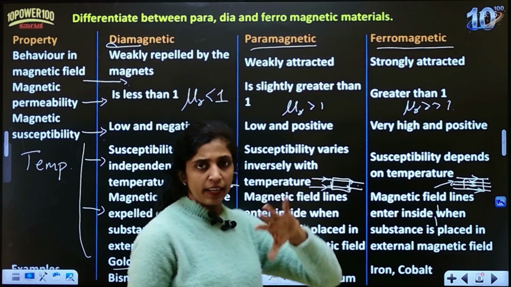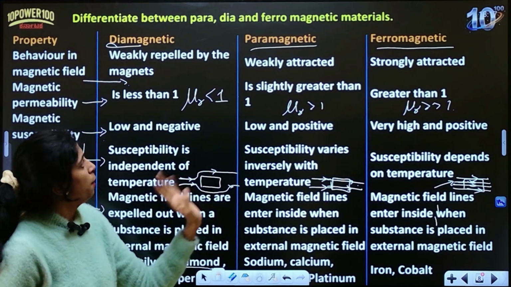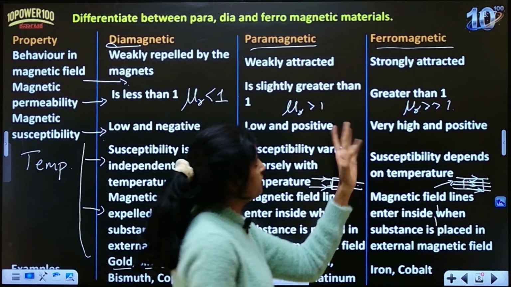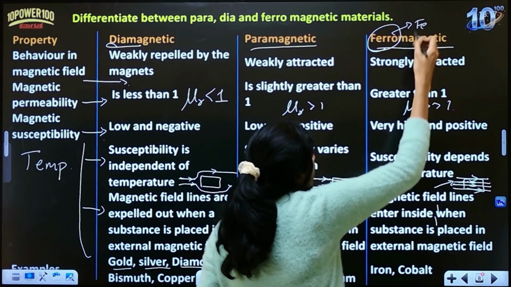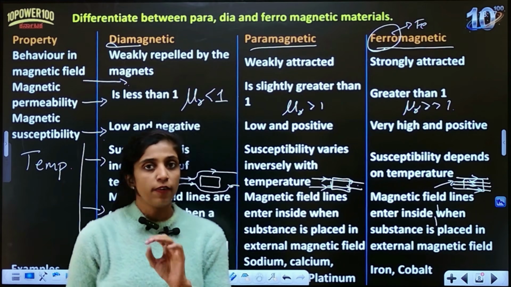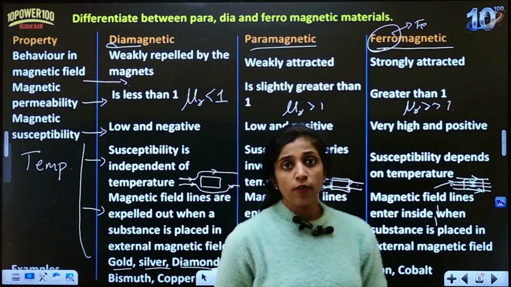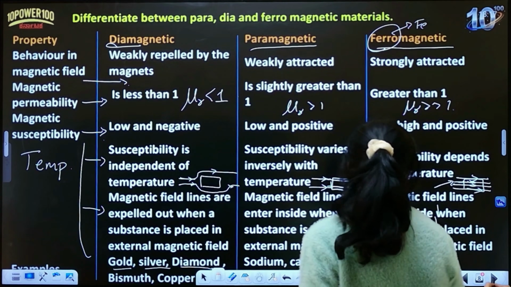Next, paramagnetic materials: sodium, calcium, platinum, all these come under paramagnetic materials. And again, as I said, the name itself tells: ferro. Ferro means what? Iron, right? So iron, cobalt, nickel, all these are examples of ferromagnetic materials. I hope these differences are very clear. Now moving to the next.